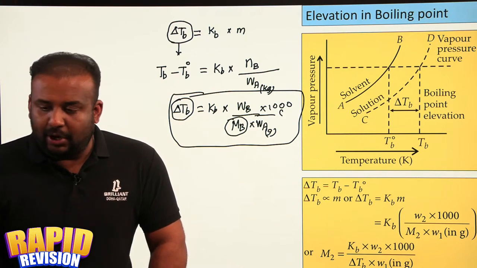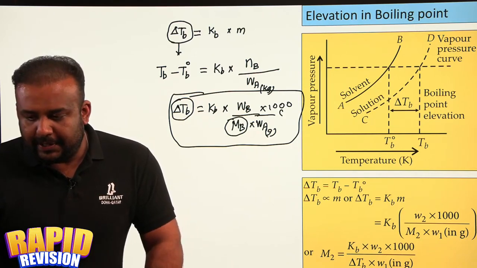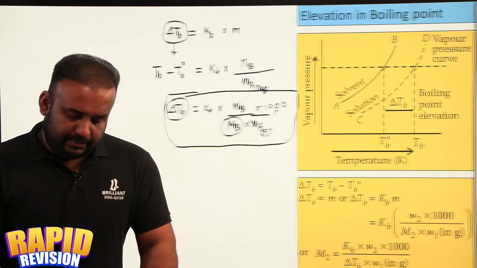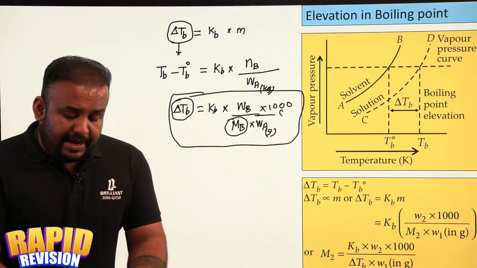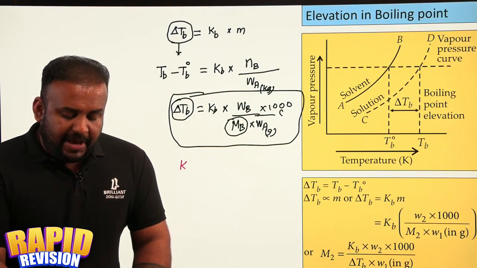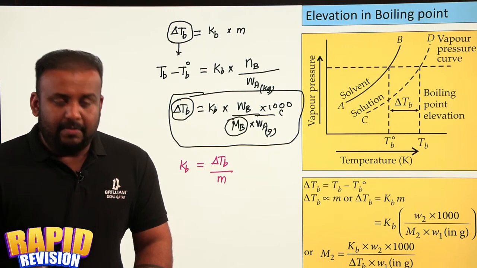See, A is solvent and B is solute. Right. Now, a small add-on here. KB can be written also as what? Delta TB divided by molality.